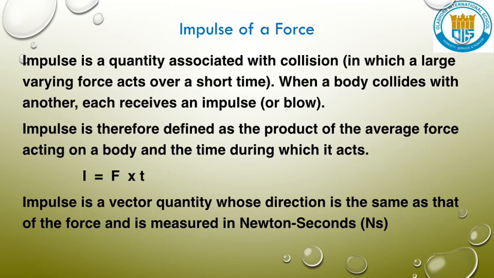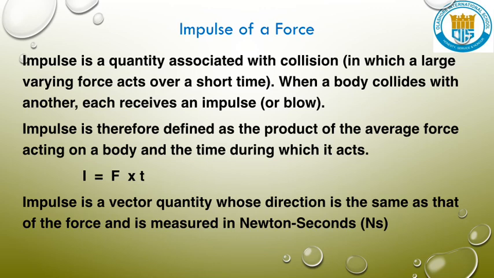You can imagine all the incidences of car crashes you may have seen or watched in movies. You will see that a large force is exerted by the colliding bodies, the colliding cars, but that force is exerted over a short period of time. So each of the bodies receives a blow. We call it a blow, but in this case, in physics, that blow is actually what is referred to as impulse.